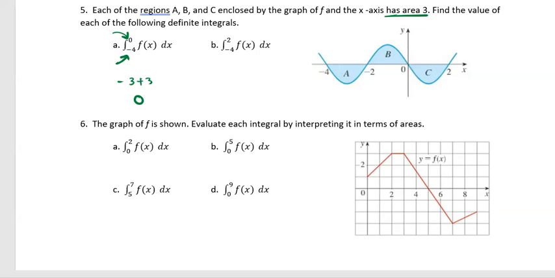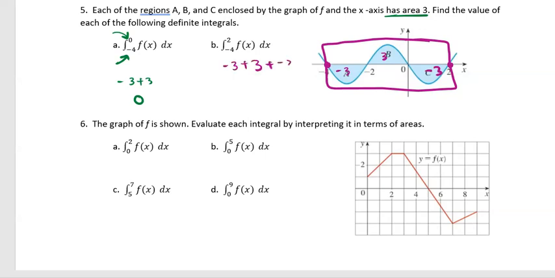So let's look at the next one. We have the integral from -4, which is right here, to 2. So now I'm looking at this whole thing. Well, this was -3, this was 3, this was -3. So that means that we need all of them. We need -3 plus 3 plus -3, and that looks like it's going to give me a value of -3. So the integral from -4 to 2, all the way across, is going to be -3.